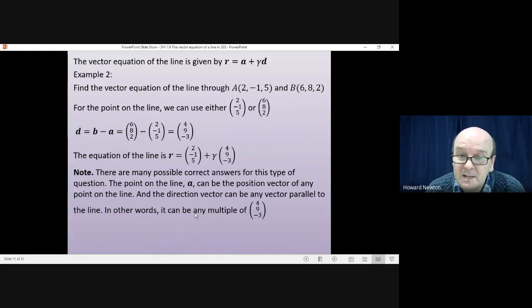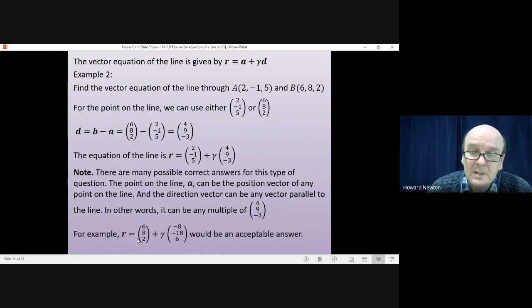The point on the line, A, can be the position vector of any point on the line. Doesn't matter what point you use. And the direction vector can be any vector which is parallel to the line. In other words, it can be any multiple of (4, 9, -3). So for example, this would also be the equation of the same line: r equals (6, 8, 2), because that's a point on the line, plus lambda times (-8, -18, 6), because that's -2 times the direction vector we used here.